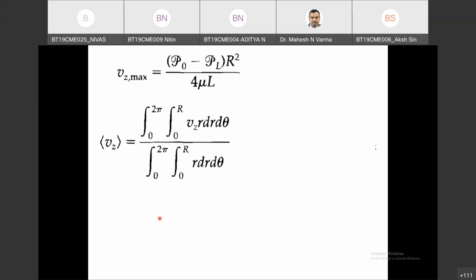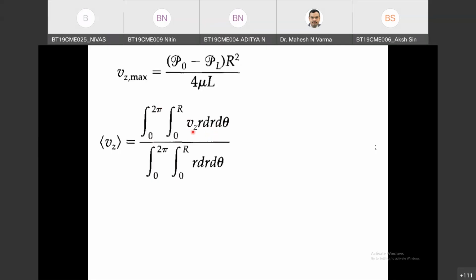Then the average velocity. This will be the velocity averaged over the cross sectional area. So why is r coming? r is coming with d theta. Go to mathematics and see how to get the cross sectional area of a circle. This r dr d theta, where r varies from 0 to R and theta varies from 0 to 2 pi, will give you the cross sectional area of the circle, pi R square or pi by 4 d square.